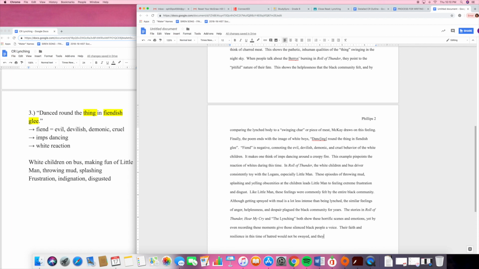Let's see. Their faith and resilience in this time of hatred would not be swayed. And eventually, as time would tell, it paid off. No, I'm just kidding. Their faith and resilience in this time of hatred would not be swayed. And eventually, as time would tell, their traits of bravery and strength persevered through the darkness. Oh, that was exhausting.